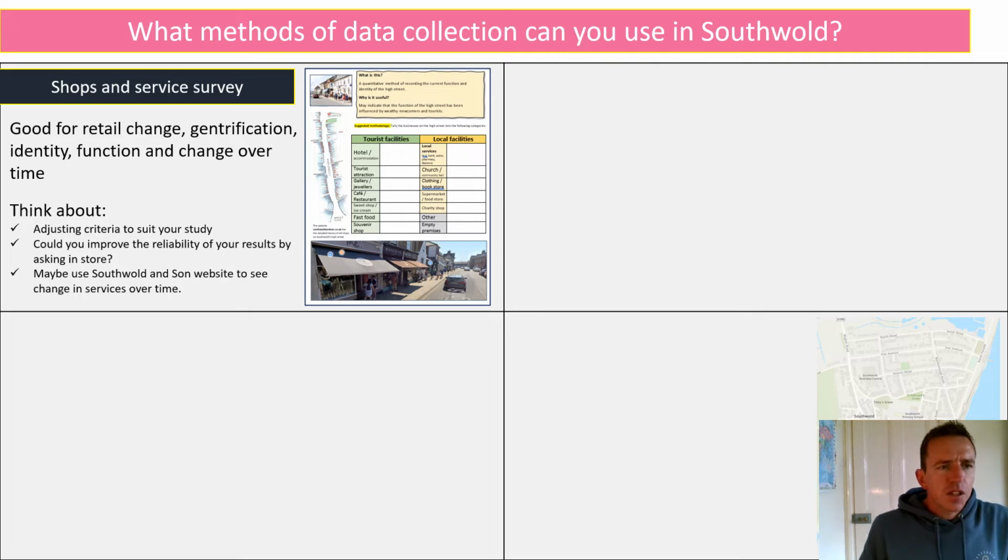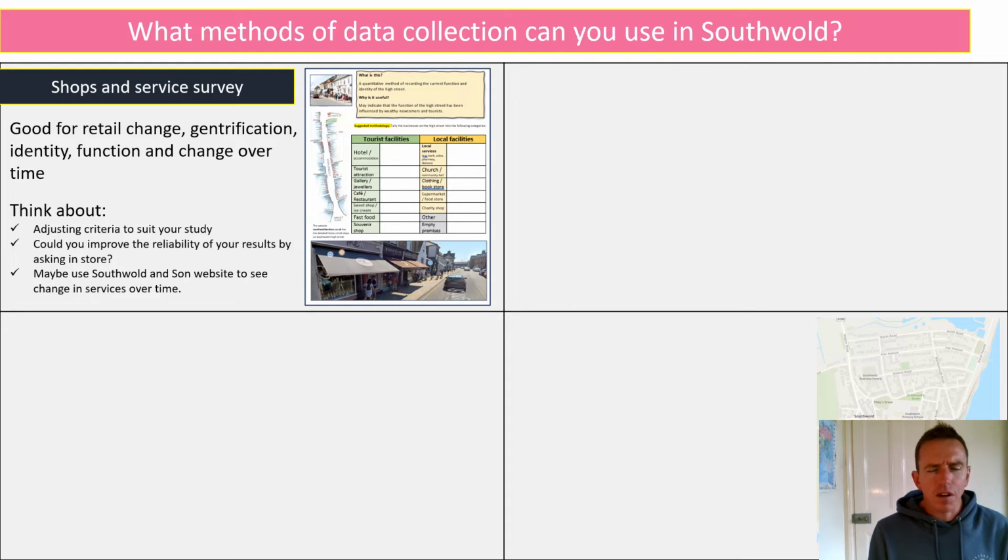Okay, so the first one on this screen is something called a shops and service survey. Again, you've got this in your booklet. It's the type of thing that you could easily customize and tweak to suit your study. This essentially is just a kind of snapshot of what's going on on the high street.